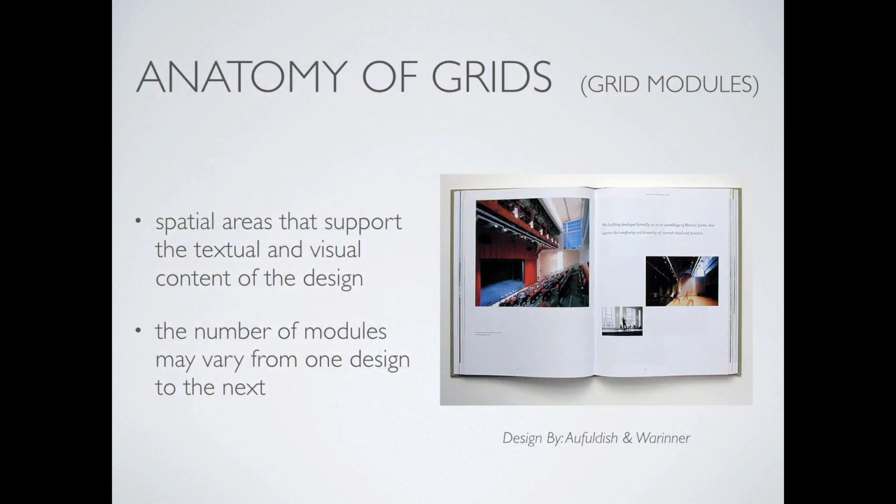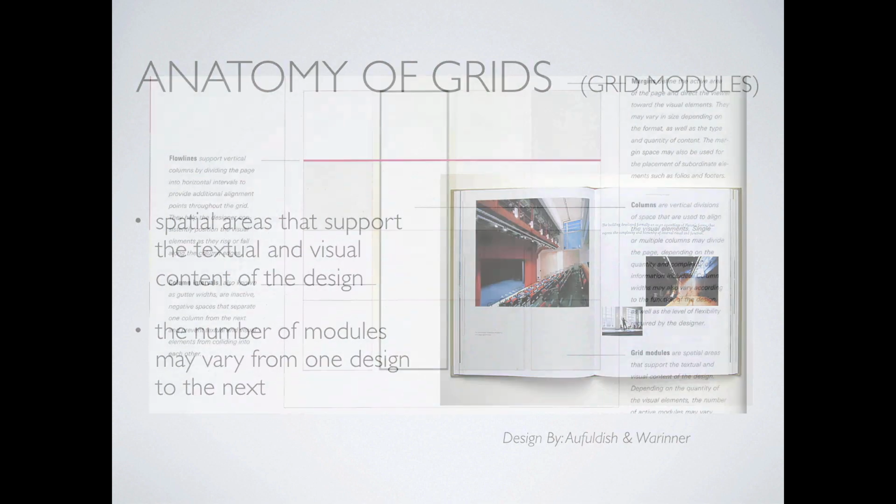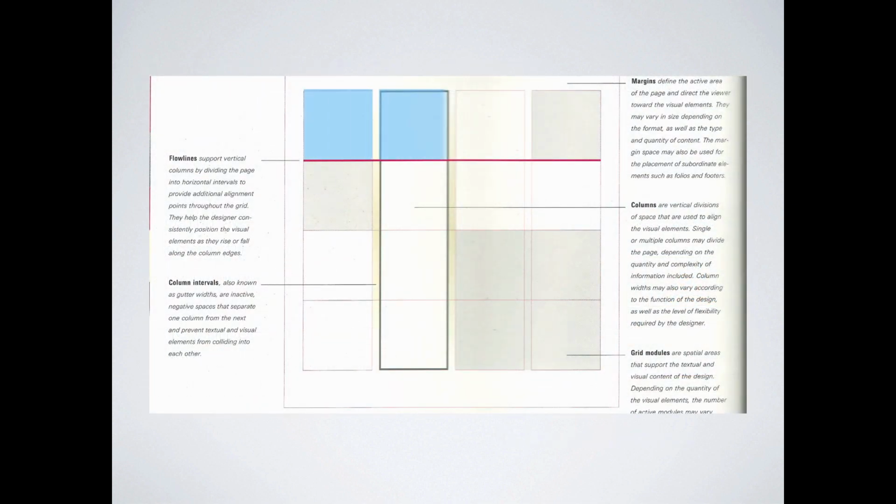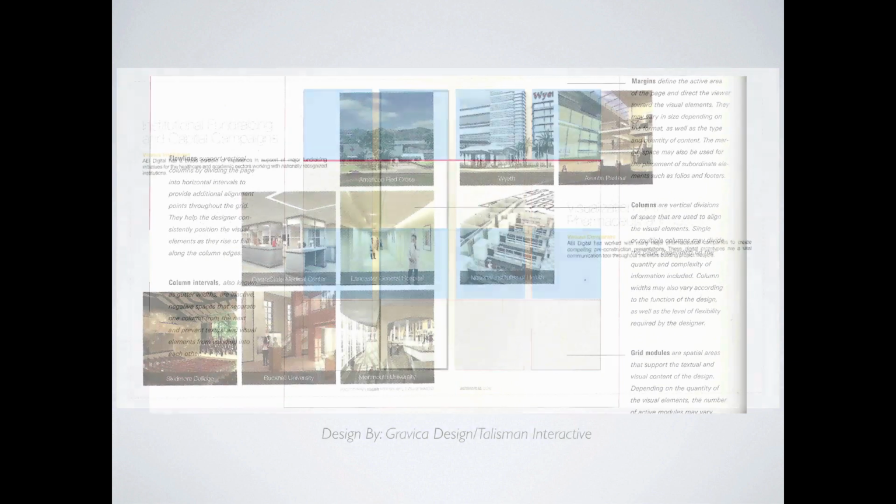Grid modules are spatial areas that support this textual and visual data. You could have a number of modules depending on your design. So depending on how small your design is, you could have more and more of these little modules. Essentially, it's the column that's divided by the flow line. So we define this by the column and the flow line and the column interval. There's more in here. I just couldn't show it. If I did, it would just look like columns because they'd all be blue. But essentially every one of these little squares that you see is a grid module.